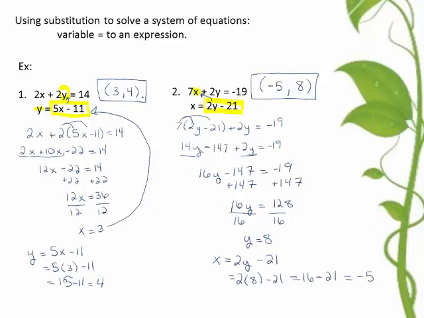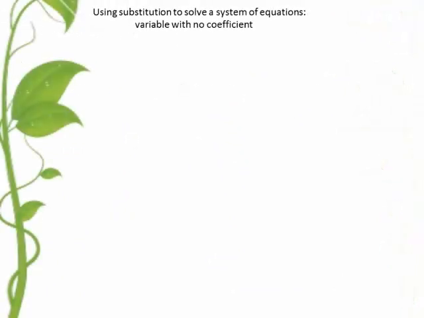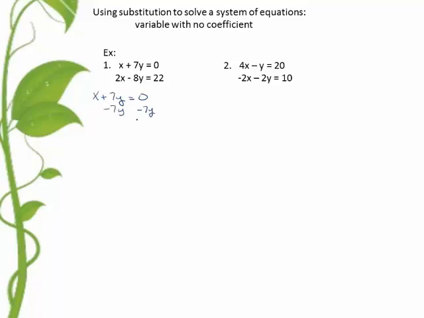Now, sometimes it's not all set up to where you get a variable equal to an expression like this. Sometimes you just have a variable with no coefficient. So for example here, I have an x with no coefficient. And there are two ways we could solve this. You could use the elimination method, or we can convert this to a substitution method. So to convert it to substitution, whenever I see that variable with no coefficient, I know I can use substitution. So I'm going to subtract 7y from both sides so that I have x is equal to negative 7y. Then I have something I can substitute in.